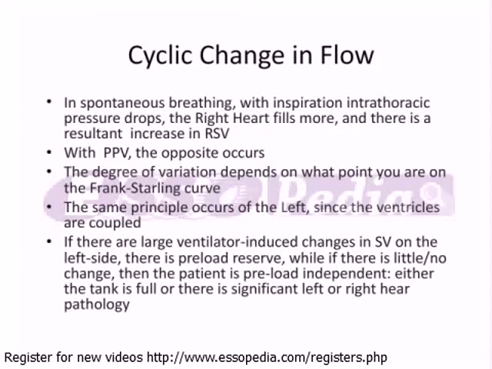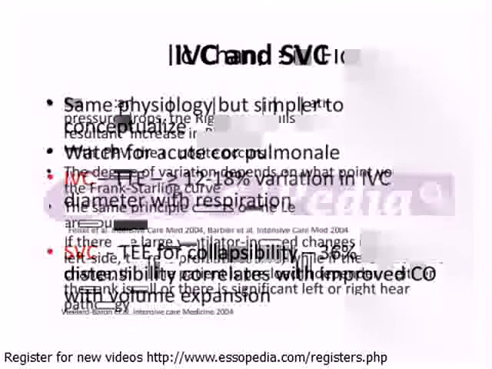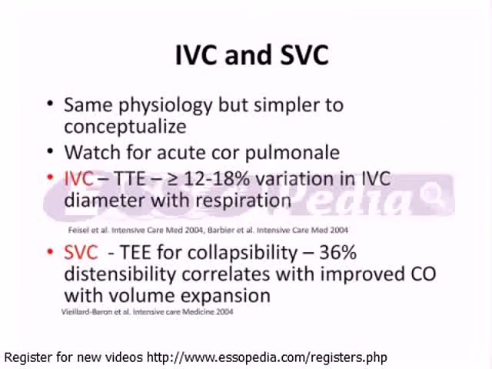Dealing with the vena cava, we apply the same physiology, but it's more simple to conceptualize. With the caveat that this may not be reliable in acute cor pulmonale, a change in IVC diameter by transthoracic echo of more than 12 to 18% variation with positive pressure ventilation suggests preload responsiveness, defined as an increase in cardiac output with volume infusion.